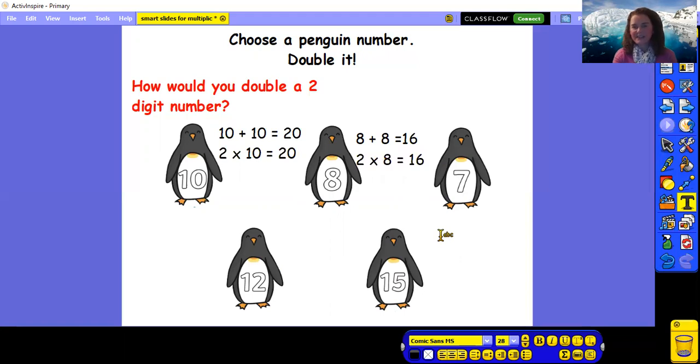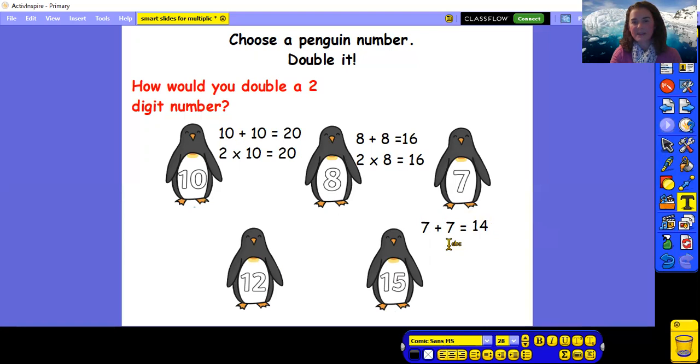Double 7 is the same as saying 7 add 7. Because we're doubling it, we're adding the same number. So you could have drawn 7 and drawn another 7. You could have used a number line, start on 7, add 7 more, or you could have done it in your head mentally. You could have added 3 to make 10, and then what was left over from that other 7, you've got 4 left over. So then 10 add 4 is 14. So double 7 is 14.